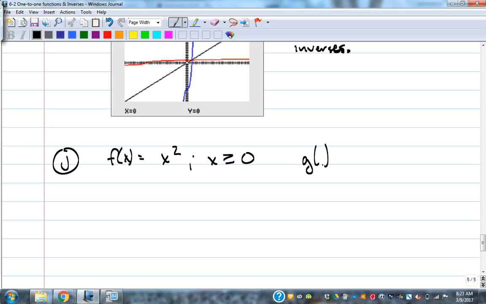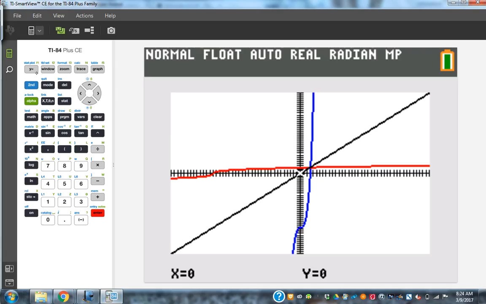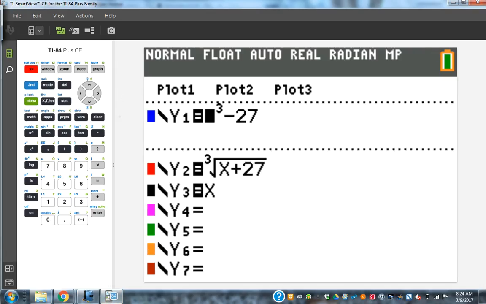So if g of x maybe is the square root of x for x less than or equal to 0. Let's look at graphic notes, if we're verifying graphically.